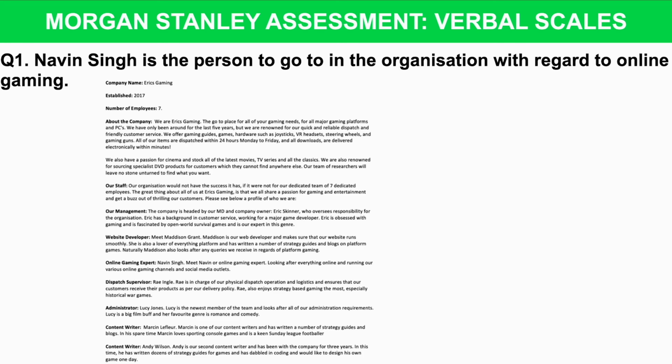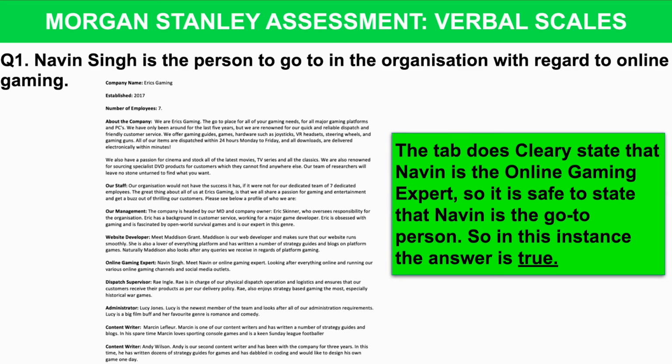So the best thing to do is scan that content for either Naveen Singh or online gaming. As we can see here, the tab does clearly state that Naveen looks after everything online. So it is safe to state that Naveen is the go-to person. So in this instance, the answer is true. How did you get on? How did you find that?